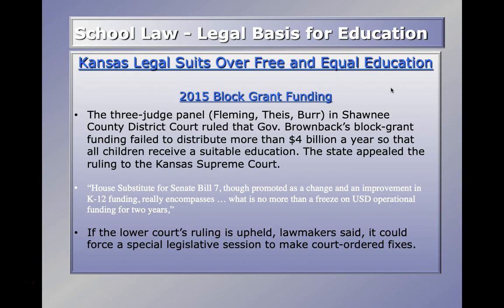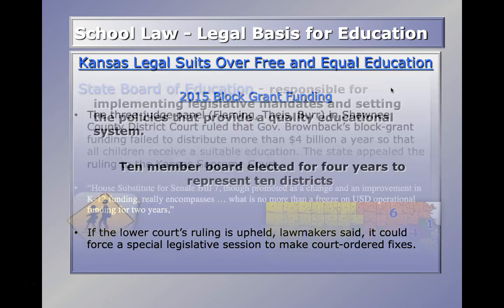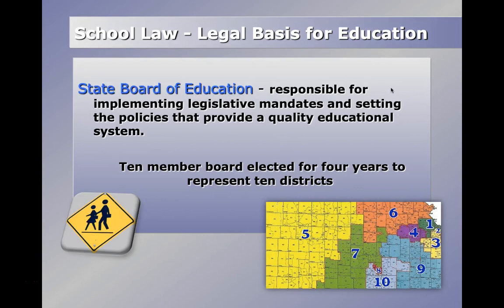The state appealed the ruling to the Supreme Court, and we are still fighting that in the courts. So we don't know where it's going to end up, but we are seeing more money going into the public coffers in each of the school districts. So we did have the courts involved, in essence, in funding and providing a free and equal education for every child. But what really runs the state school system is the State Board of Education.